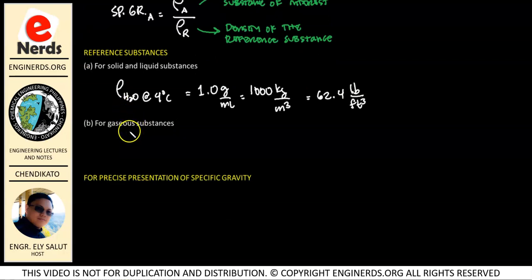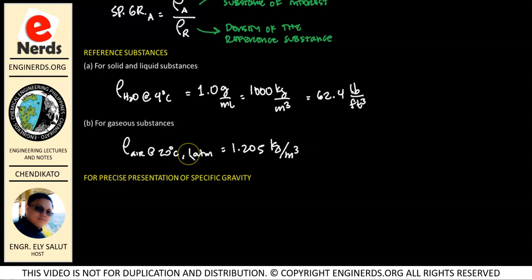Well, there are different references na ginagamit, but the most common is yung density ng air at 20 degrees Celsius and at a pressure of 1 atmosphere, where this is equal to 1.205 kilogram per cubic meter. Okay, so ito yung usual na ginagamit nating mga references when we are getting the specific gravity ng substances.